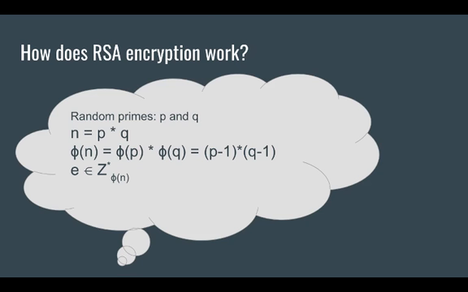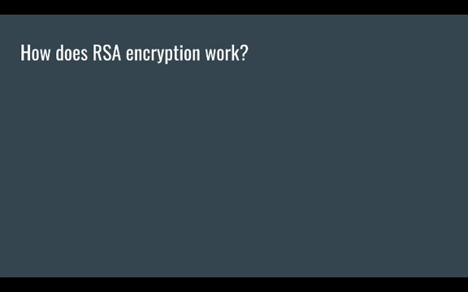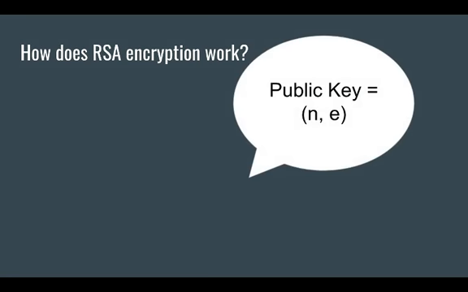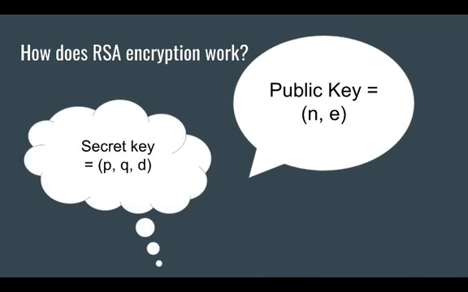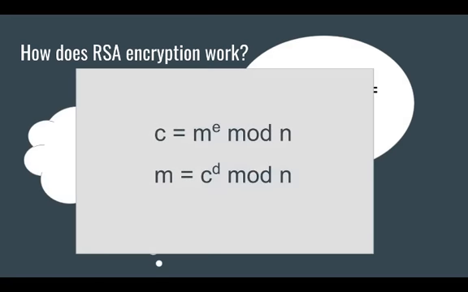Now we have most of our private key, but are still missing D. D is the inverse of E, that is, E times D is 1 modulo phi of N. So now we have the public key, N, E, and our private key, P, Q, D. The system works because it's really difficult to factor large numbers. A message M is encrypted by raising it to the power of E modulo N. A message is decrypted by raising C to the power of D modulo N.